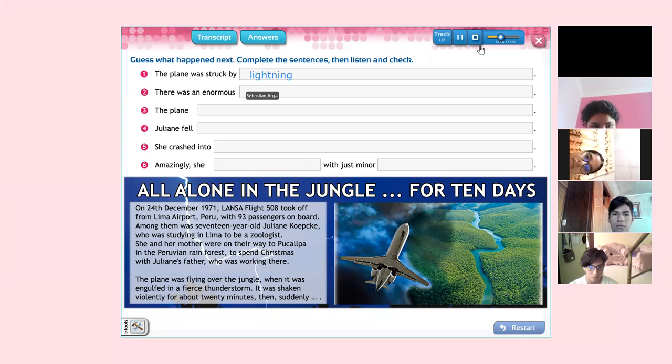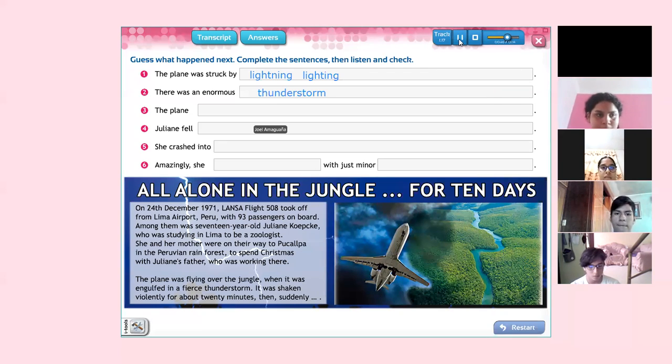Flying over the jungle when it was engulfed in a fierce thunderstorm. It was shaken violently for about 20 minutes. Then suddenly, it was struck by lightning. A fuel tank caught fire, there was an enormous explosion, and the plane disintegrated. Juliana, still belted into her seat, fell 3,000 meters through the air and crashed into the jungle. Amazingly, she survived with just minor injuries, a broken collarbone, a nasty cut in her foot, and the loss of sight in one eye.